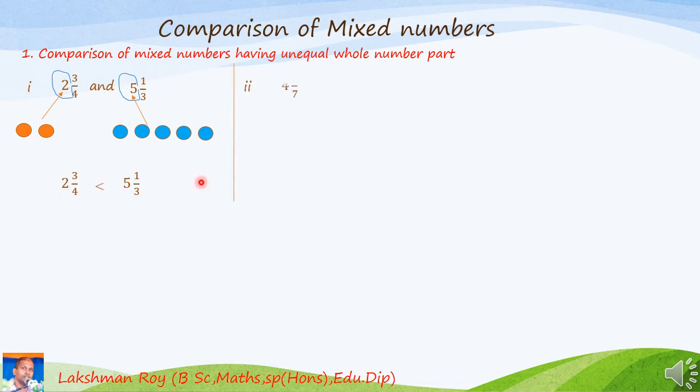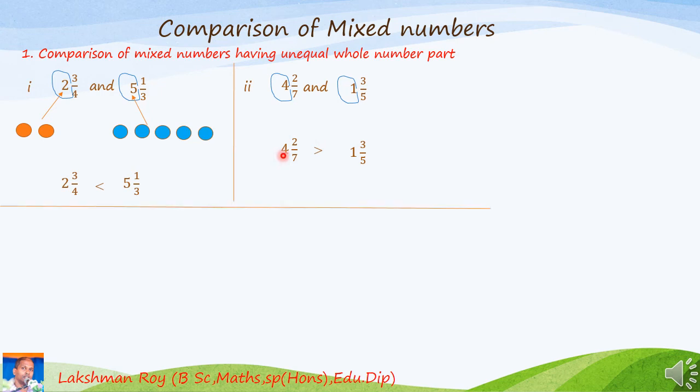Let's move to another example, students. This is the first mixed number 4 and 2/7 and 1 and 3/5. Now I want to compare. See the whole number 4, whole number 1. Here, how many whole ones? 4 whole ones. Here, 1 whole one. So if you compare these two, 4 and 2/7 and 1 and 3/5, this mixed number is the big one.